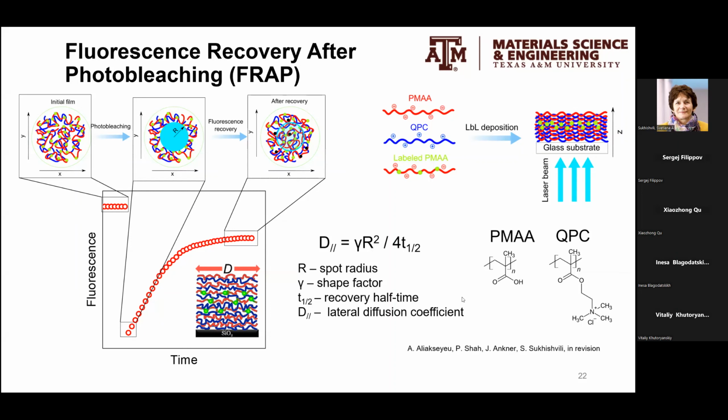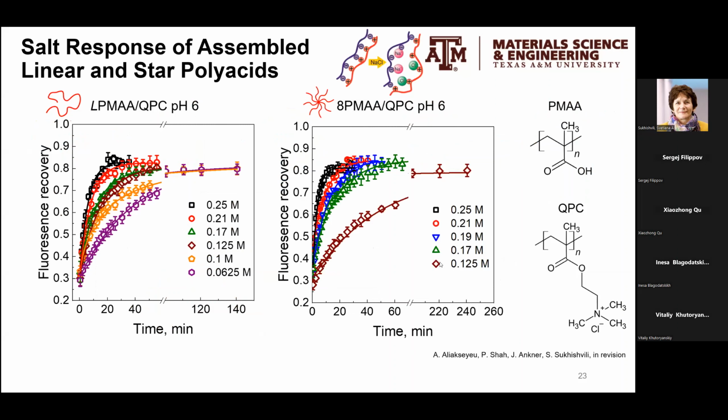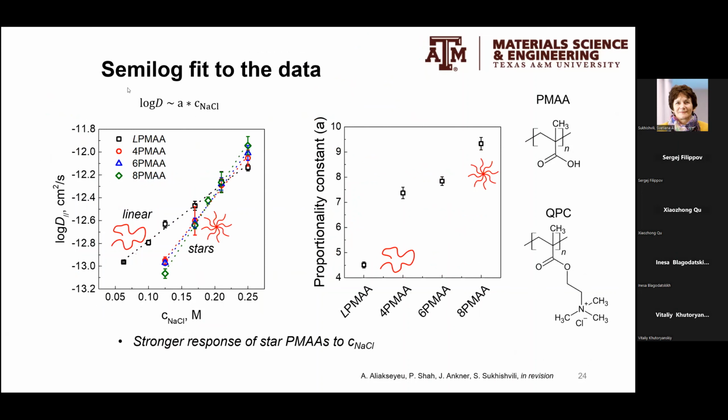And of course, you calculate the diffusion coefficient from this data. We can see the raw data on the left and the right. They show strong influence of salt on diffusion of both linear and star polymers. And if you plot the data in semi-log form, as log of diffusion coefficient as a function of salt concentration, you get basically two families of dependence.